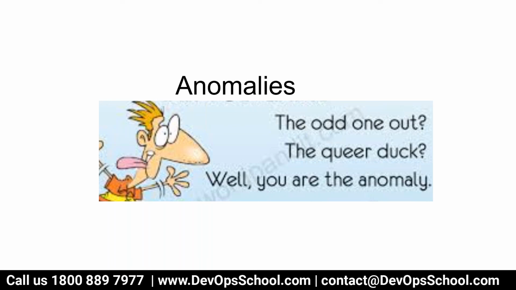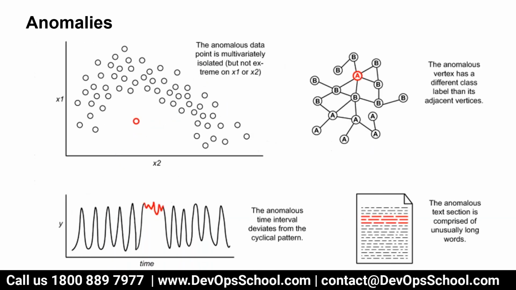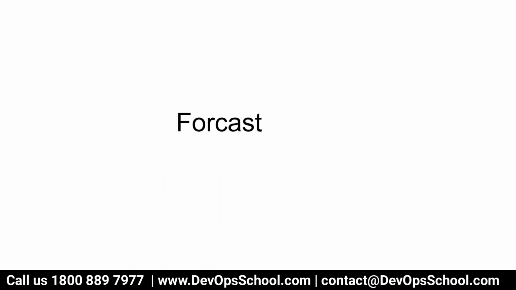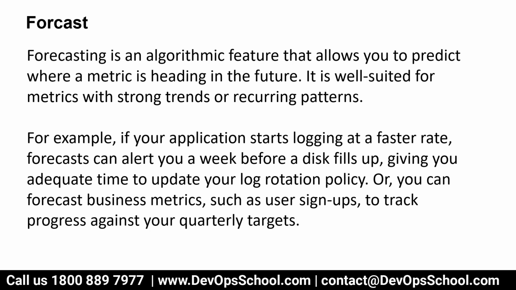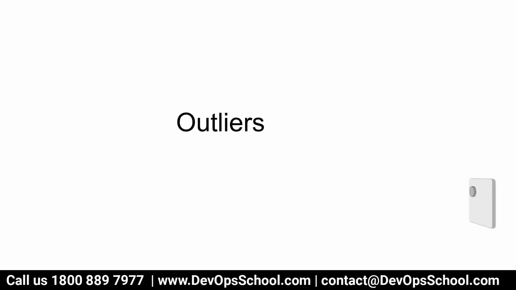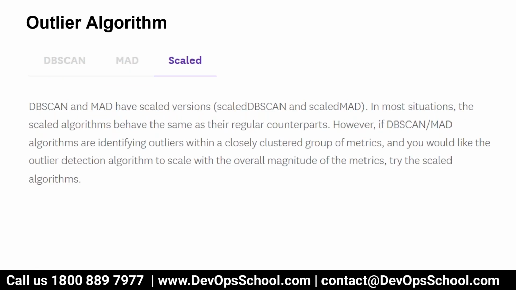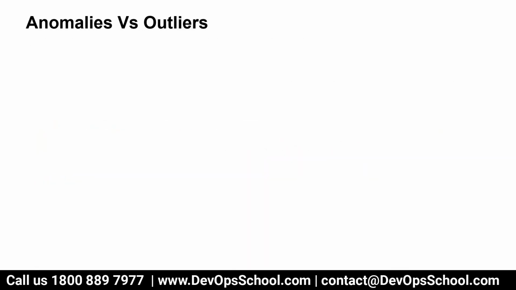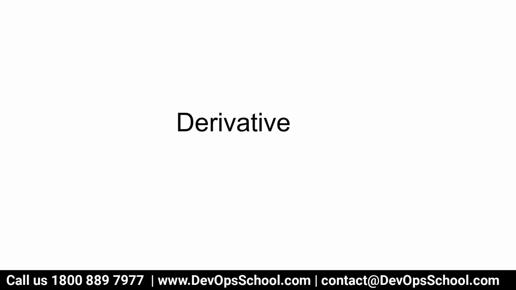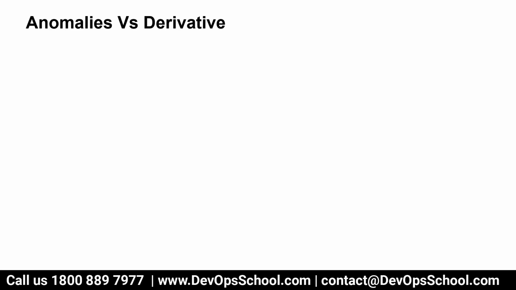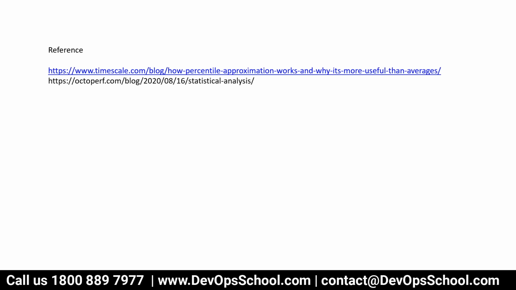And you need to understand what the anomalies are. I'm not discussing it again. I'm making you comfortable. There are different algorithms to find out the anomalies. You need to understand what a forecasting algorithm in APM is. Okay, forecasting, future forecasting. I'm just going a little bit fast. You need to understand what the outliers are. This is also powered by an algorithm. You need to understand the difference between anomalies and outliers. You need to understand derivatives, anomalies versus derivatives, and so on.